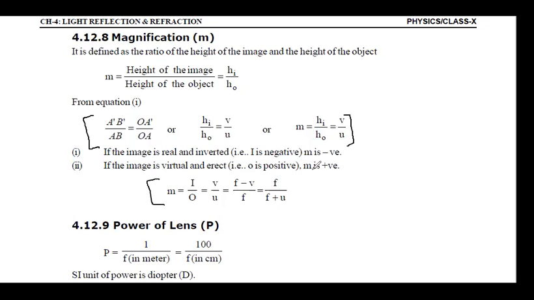So if you convert V in terms of F and U, then these are the formulas. Okay, right? And when we talk about lens, there's one more term, which is power. Power of a lens.